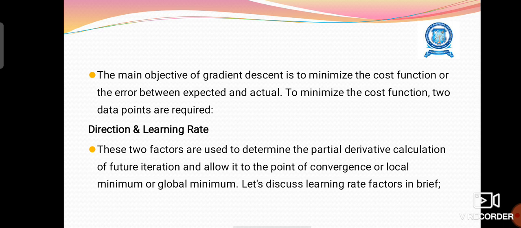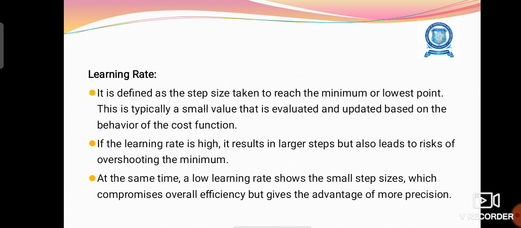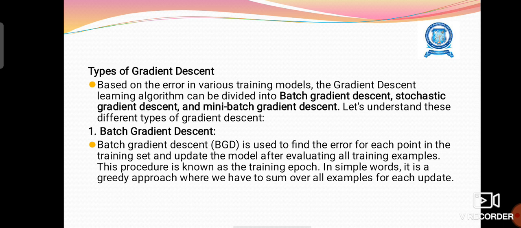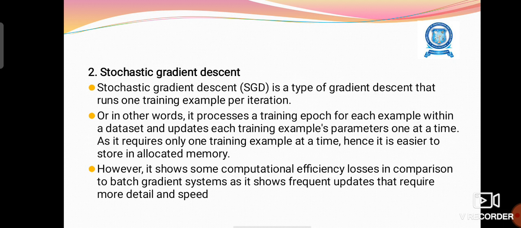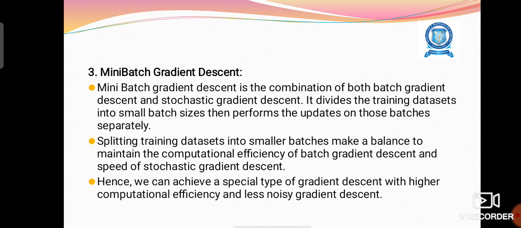Let's discuss learning rate. Learning rate is defined as the step size taken to reach the minimum or lowest point. This is typically a small value that is evaluated and updated based on the behavior of the cost function. If the learning rate is high, it results in larger steps but also leads to the risk of overshooting the minimum. At the same time, a low learning rate shows small step sizes, which compromises overall efficiency but gives more precision. Types of gradient descent: there are three types: batch gradient descent, stochastic gradient descent, and mini batch gradient descent.